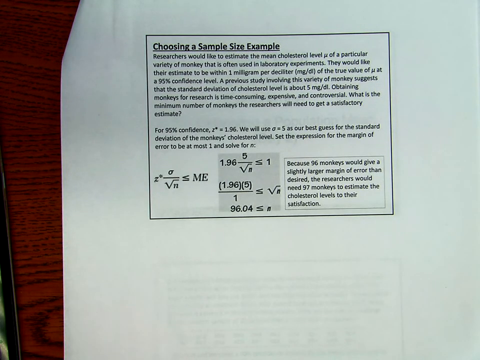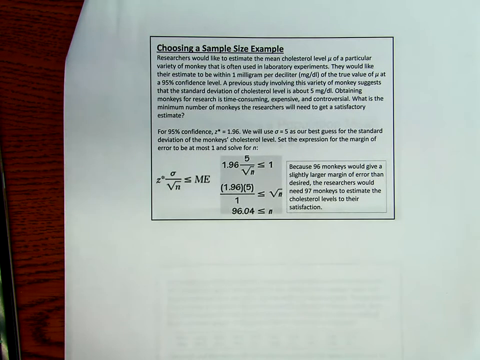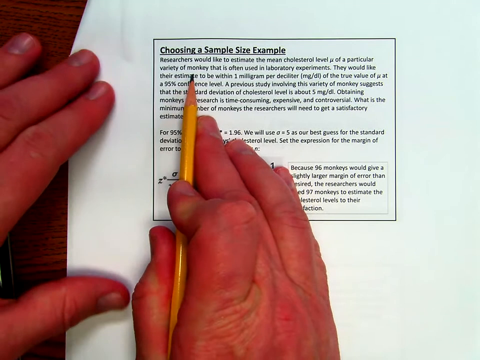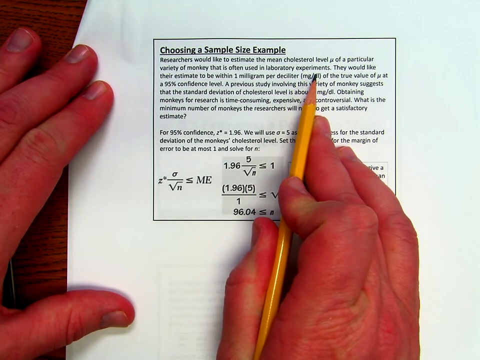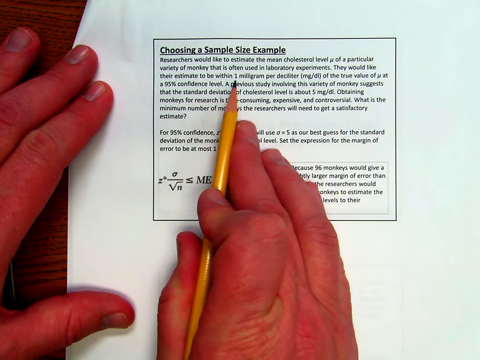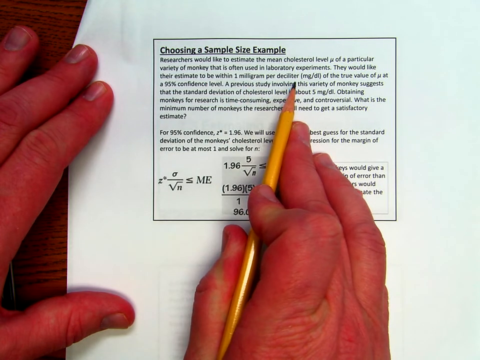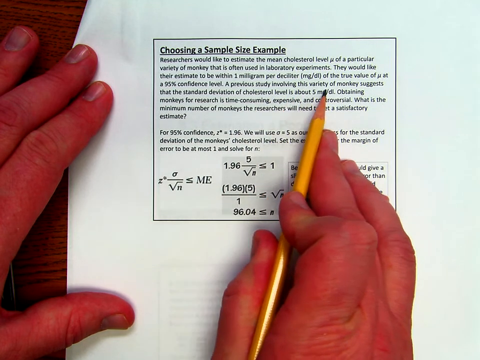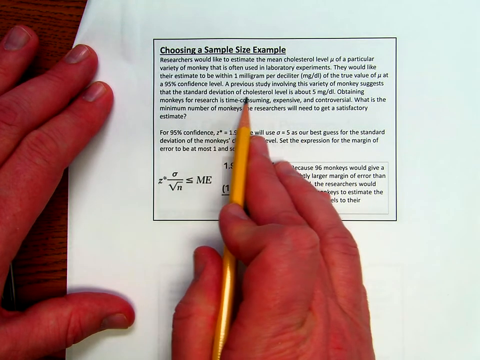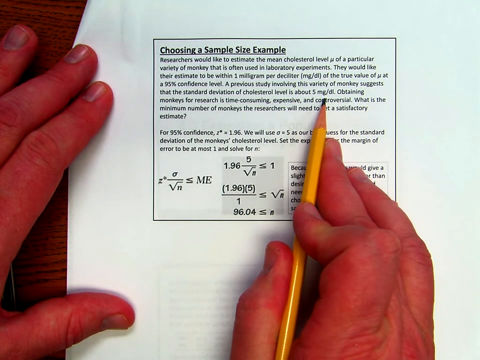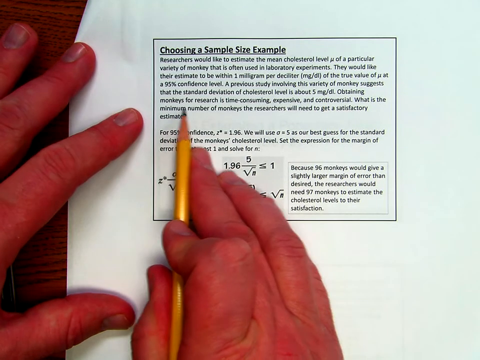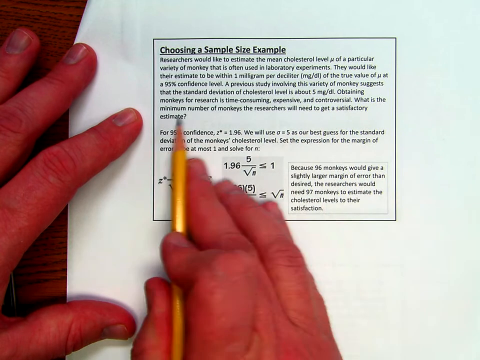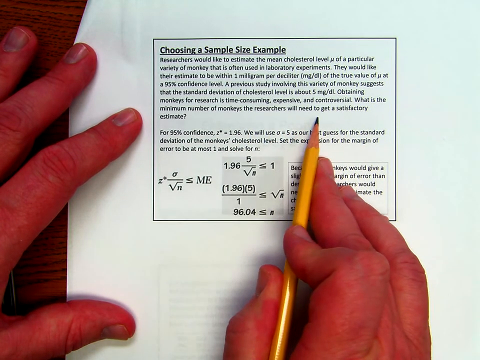So, here's our example. Researchers would like to estimate the mean cholesterol level mu of a particular variety of monkey that is often used in laboratory experiments. They would like the estimate to be within 1 milligram per deciliter of the true value of mu at a 95% confidence level. A previous study involving this variety of monkeys suggests the standard deviation of cholesterol is about 5 milligrams per deciliter. Obtaining monkeys for research is time-consuming, expensive, and controversial. What is the minimum number of monkeys the researchers will need to get a satisfactory estimate?